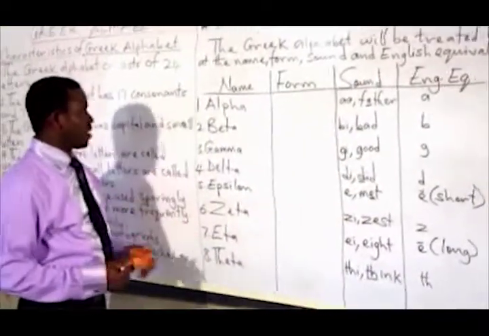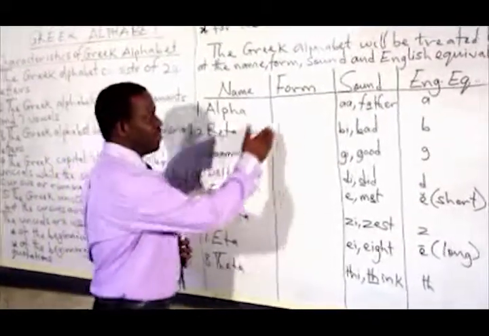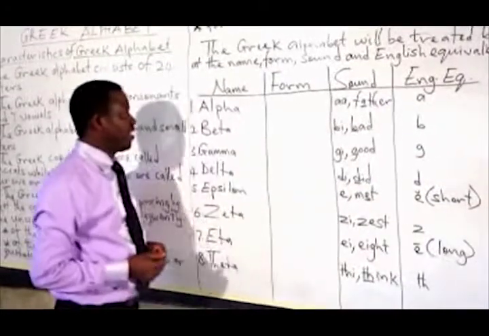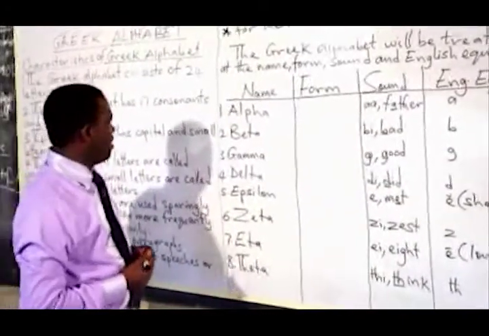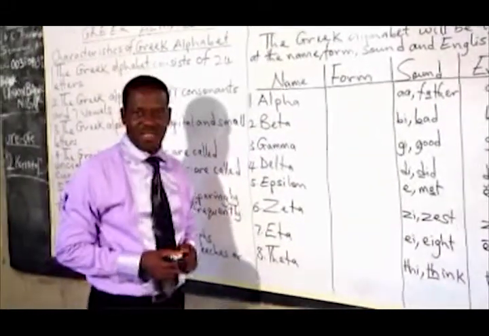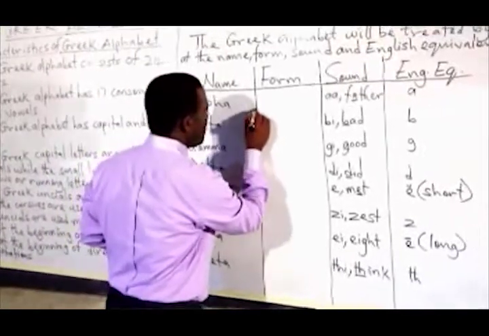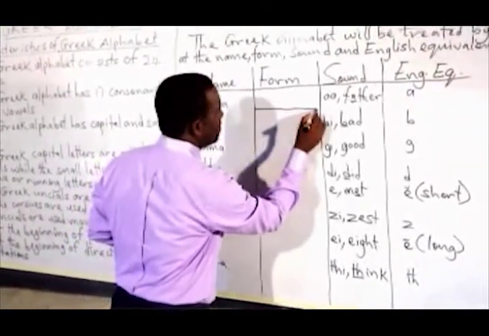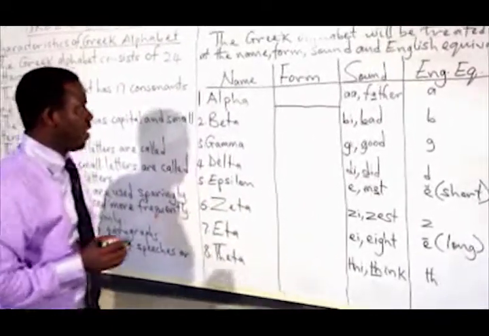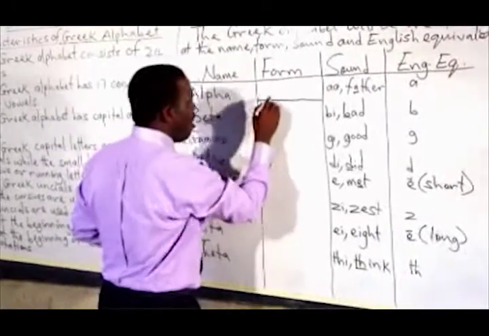We have 8 on the board now, and we're going to go through the name, the form, the sound, and English equivalent. The first Greek letter is called alpha. I will take the form. Let's say this is the line on your notes. This is how to write alpha. Alpha is always on the line.